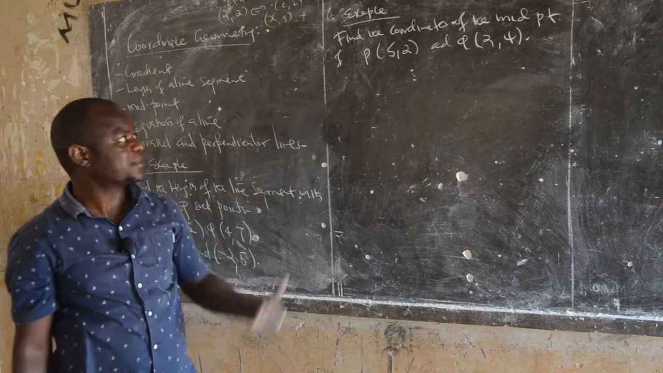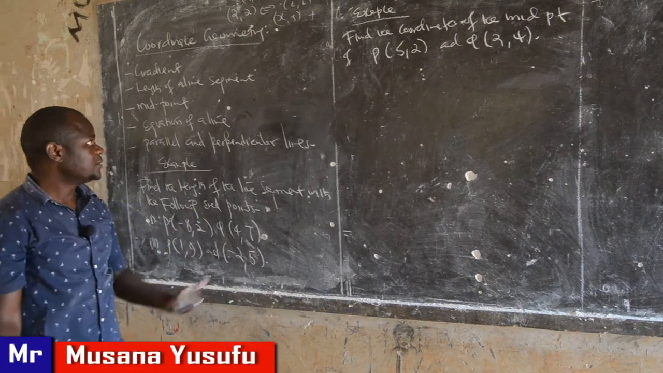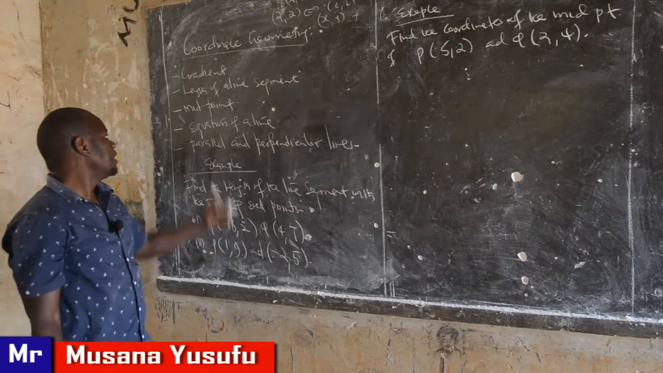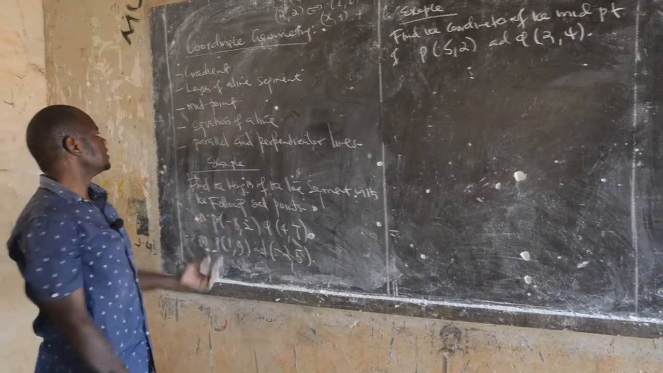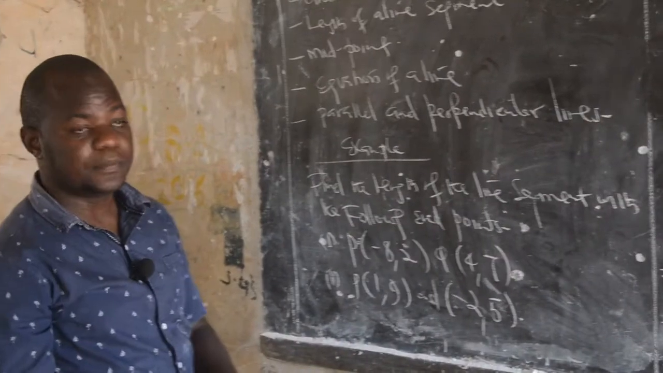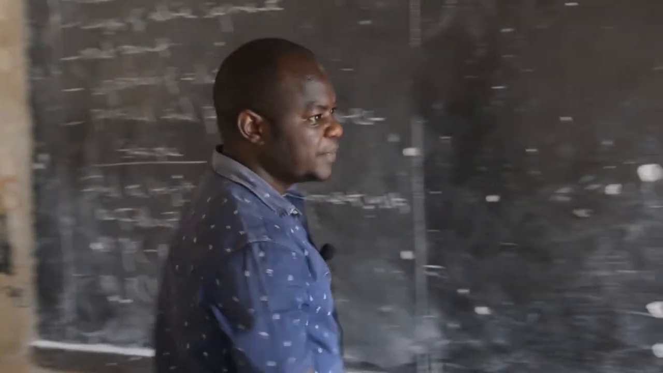Welcome back to this second lesson. We are looking at coordinate geometry, and in the first lesson we reviewed gradient and length of a line segment. We want to continue looking at the midpoint. So what do we mean by midpoint?